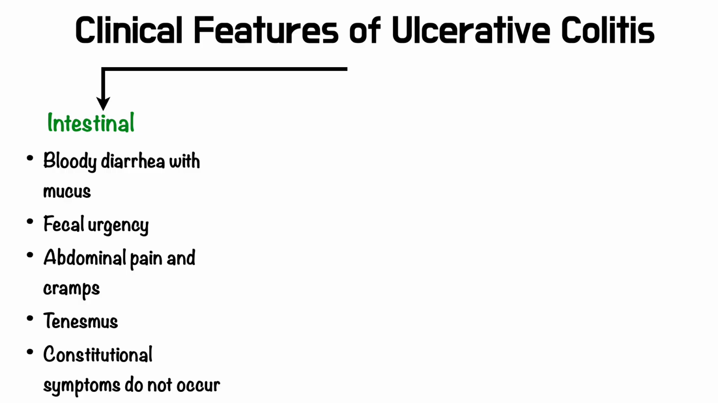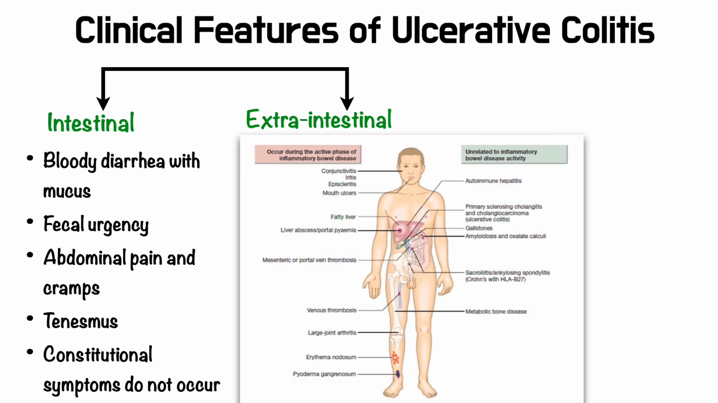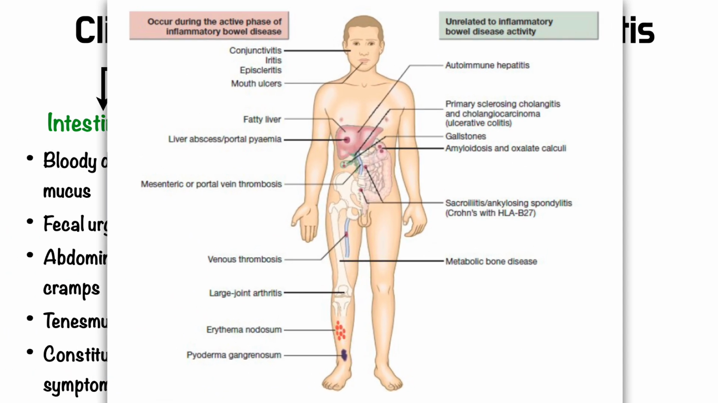These are non-specific symptoms that don't happen in ulcerative colitis, but that occur in Crohn's disease, right? So in extra-intestinal manifestations, you can see here conjunctivitis, iritis, episcleritis. These are the extra-intestinal manifestations in the eyes or ocular regions, and mouth ulcers, fatty liver, liver abscess, mesenteric or portal vein thrombosis, venous thrombosis, large joint arthritis, erythema nodosum, and pyoderma gangrenosum.